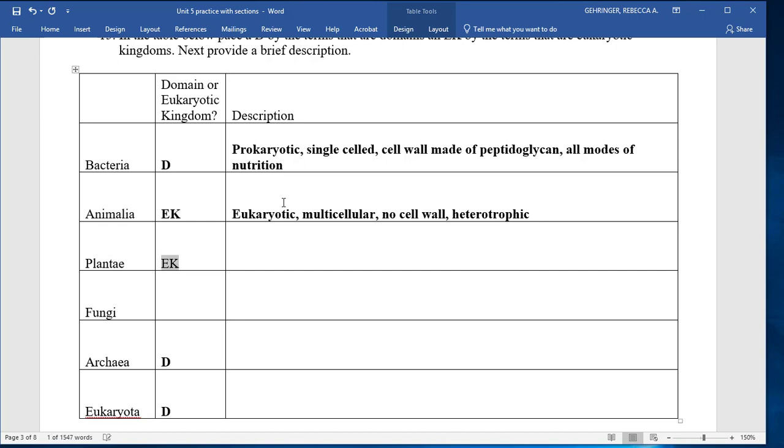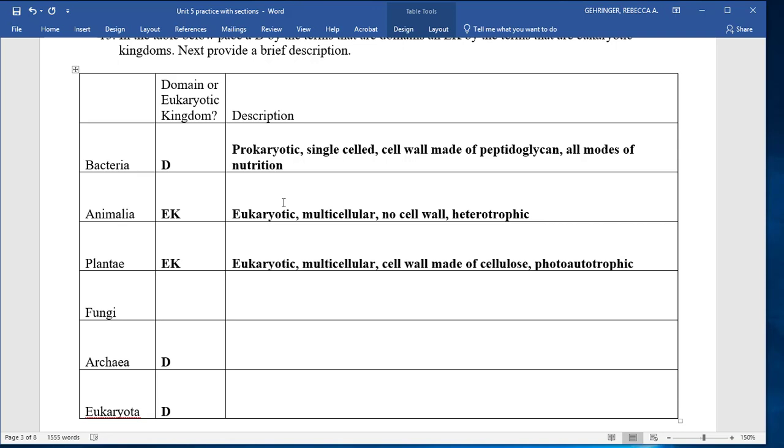Plants, they are a eukaryotic kingdom. So they are eukaryotic. How many cells in a plant? One or many? Many, so multicellular. Do they have a cell wall? Yes. So cell wall, what's it made of? Cellulose. And how do they get their nutrition? They're photosynthetic for the most part. Obviously, there are some exceptions, but they're photosynthetic. So they are photoautotrophic.